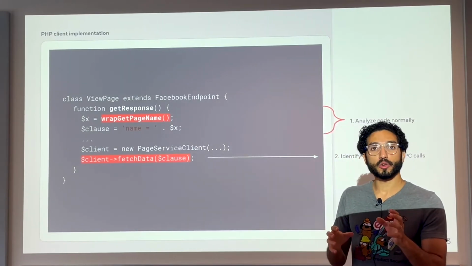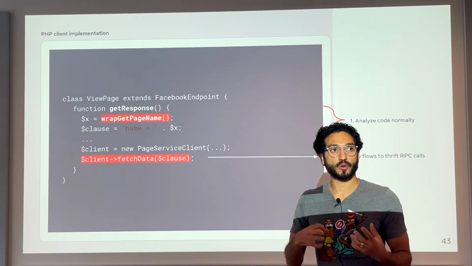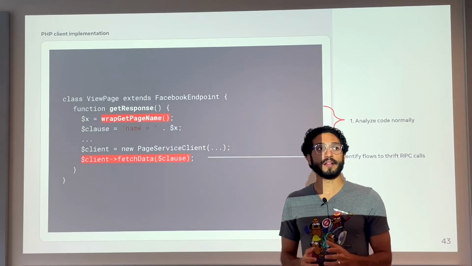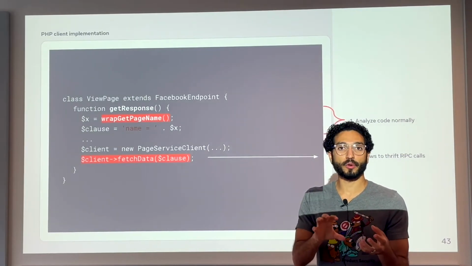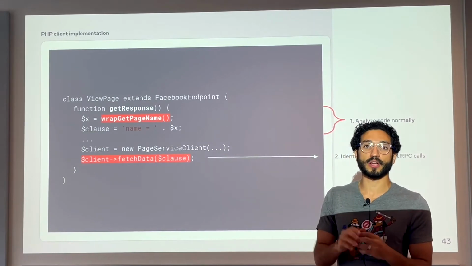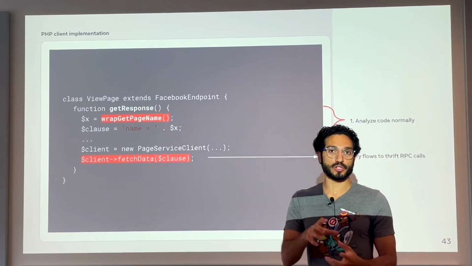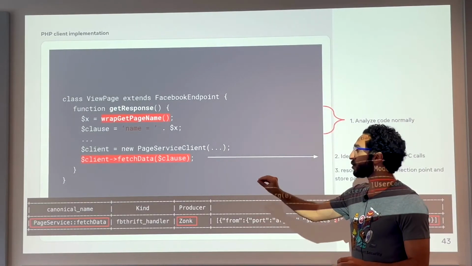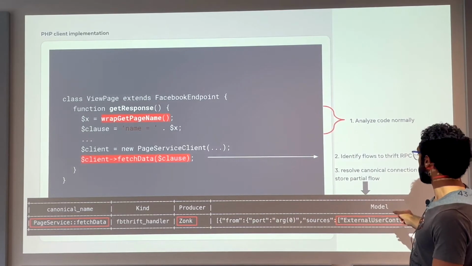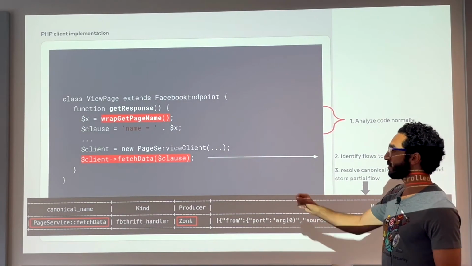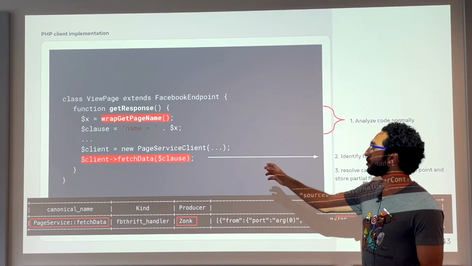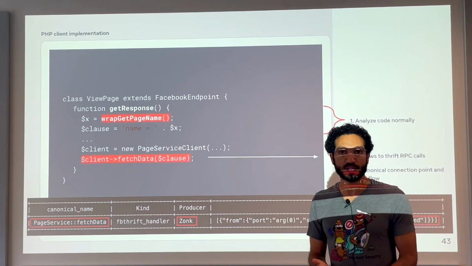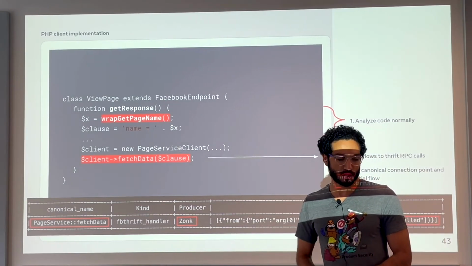Once you do this, we call this the producer run. So Zoncolan is running and identifying flows from user input to these services in a producer run. You want to store, and we also call this a partial flow, because the flow is not leading to a real sink, it's leading to that kind of intermediate sink, which is the Thrift RPC. You want to have this information and then store it into a database. So we see here, we're storing this data, the information: external user controlled input going to PageService fetch data. Notice here that we are not using the PageServiceAsyncClient or the PageServiceClient. We're using the canonical name of the service and not the actual client name that is auto-generated from Thrift.